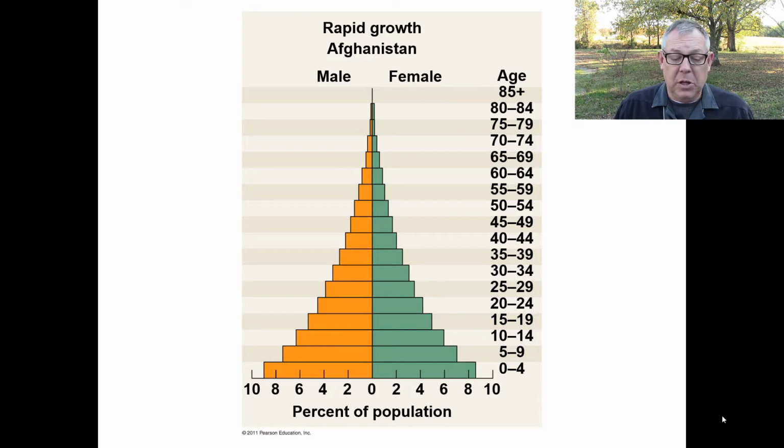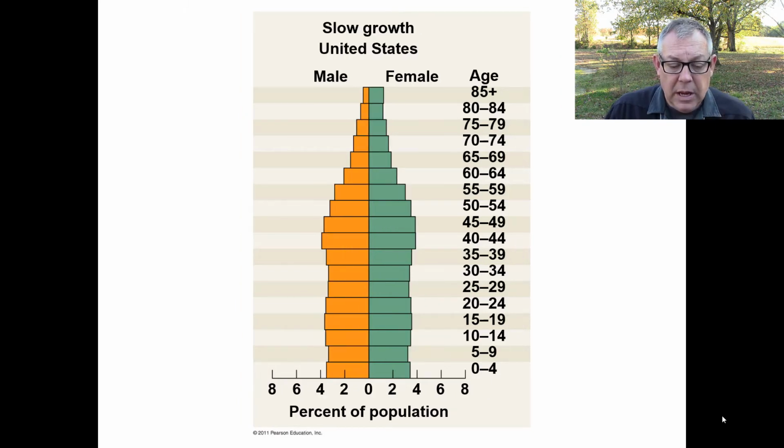Here are some other examples from humans. This is from about 2009, I think. You see Afghanistan, the same kind of shape as India. You've got lots of young people, fewer old people. You're going to have a fast-growing population because you've got lots of people in their reproductive years. Here's again the United States, from about 2009. You see that same growth.